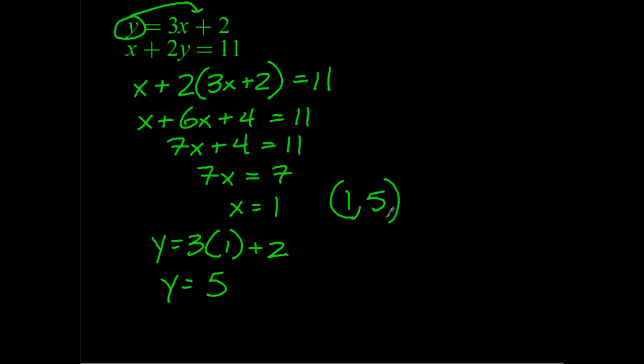So let's go ahead and check it for each of these. I've got y equals 3x plus 2. So we're going to say y is 5. If I plug in 3 times 1 plus 2, that works. And then let's try here. x is 1, and then 2 times 5 is 10. 1 plus 10 is 11. It works. So that's the basic idea.